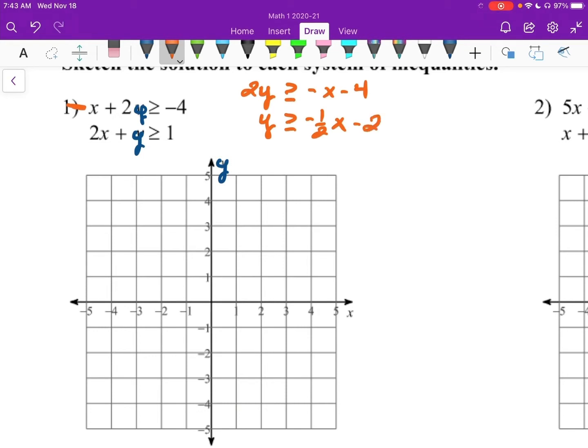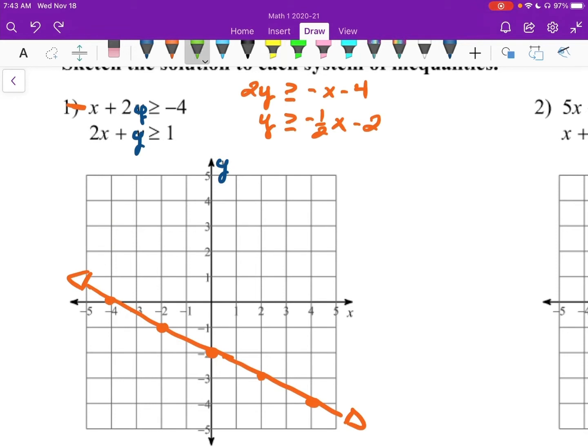Now I can graph this. My negative 2 is my intercept, and my slope is negative 1/2. So I'm going to go down 1 and over 2, down 1 and over 2, or I could go up 1 and left 2. And it's a solid line because there's a little equal to sign underneath there. There's that line there.